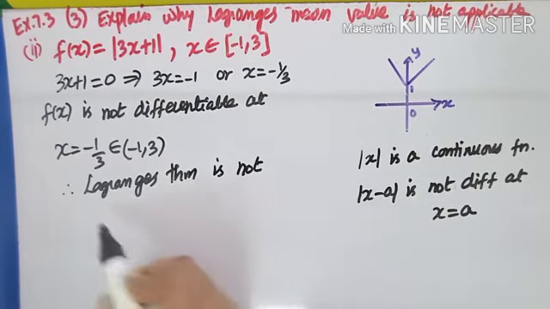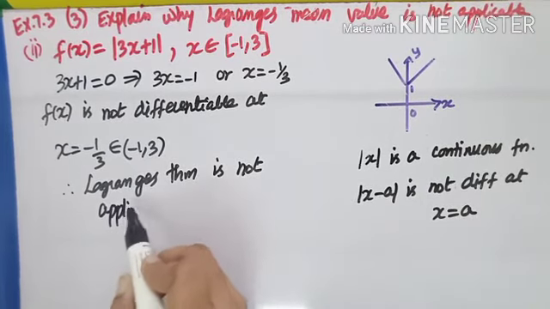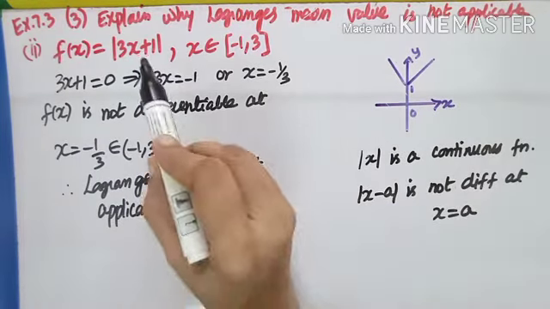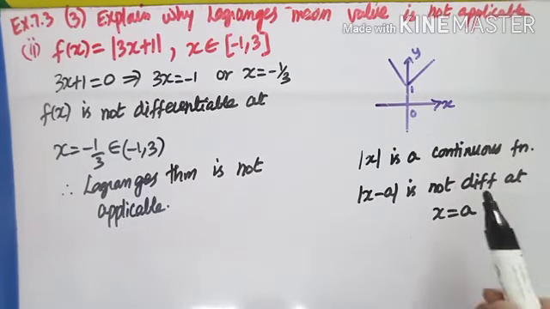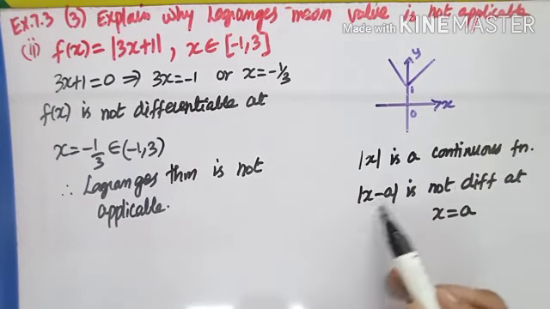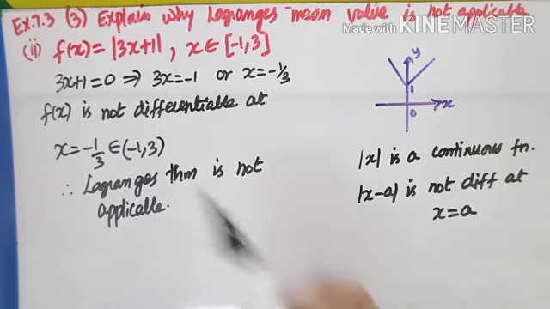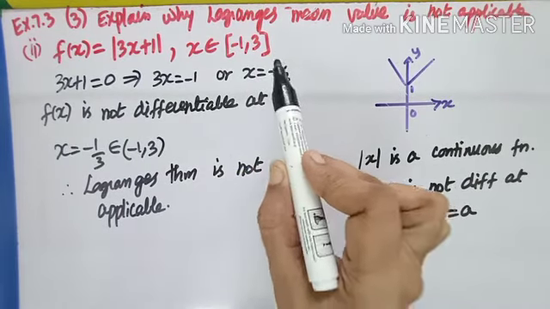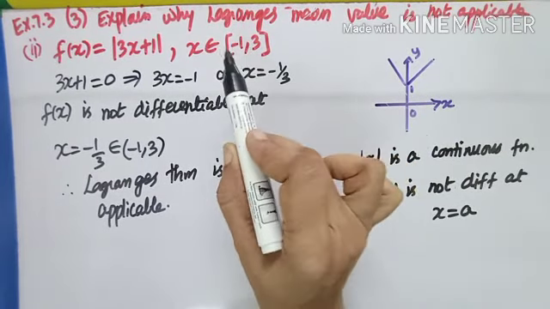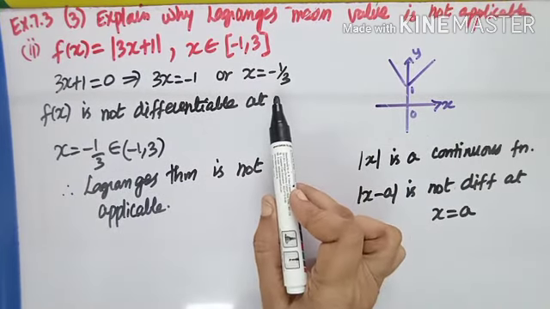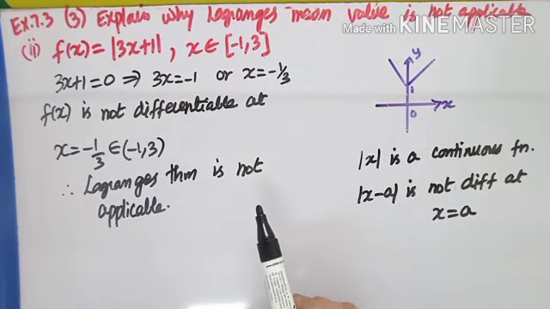For Lagrange's theorem, there are a variety of names. We say mean value theorem, or Lagrange's theorem, or Lagrange's mean value theorem. The steps: mod x is always a continuous function but not differentiable at the point where the factor given inside the modulus is 0. So put whatever is inside the modulus as 0, and I get x is minus 1 by 3. Check whether it is inside the interval. If so, declare f of x is not differentiable at that point, and therefore Lagrange's theorem is not applicable.